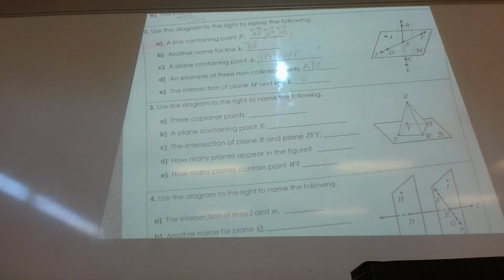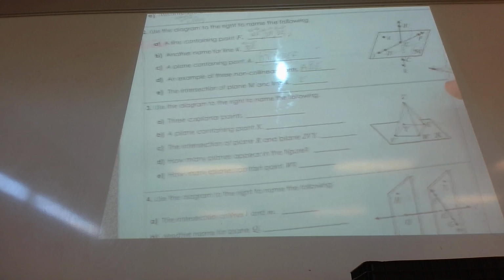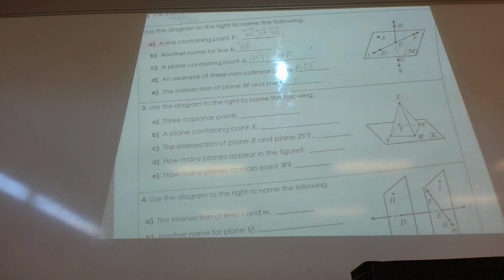Now, for section 3. Use the diagram to the right to name the following. 3 coplanar points. Sorry for the noise, some people are walking by. 3 coplanar points. So 3 points on the plane. Well, you've got 1, 2, 3, 4 points to choose from. Any of those 3 points will work.